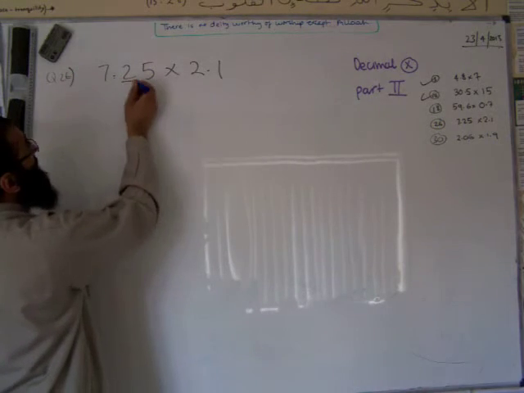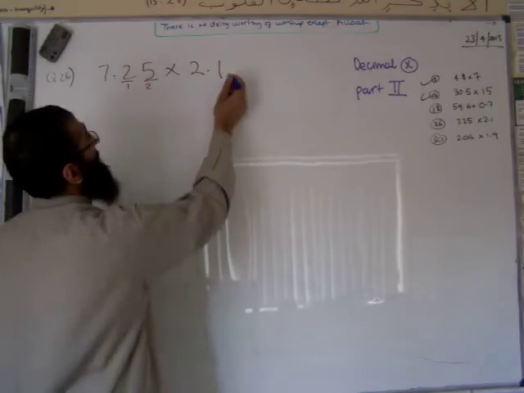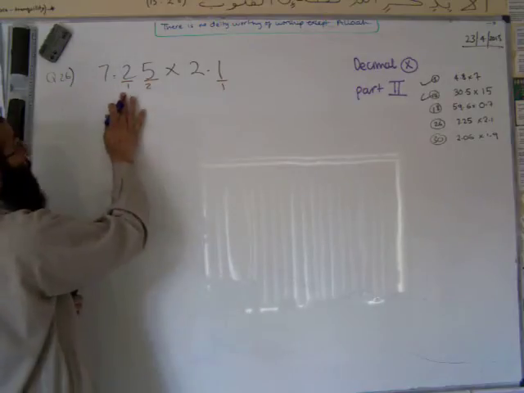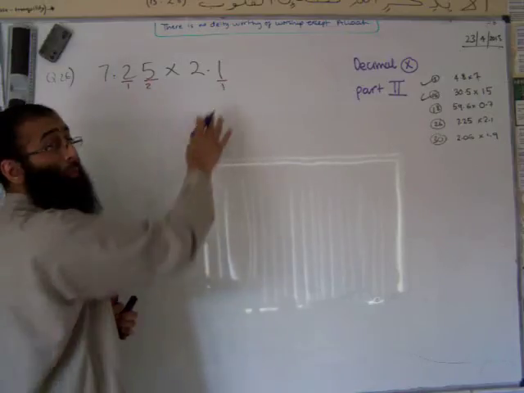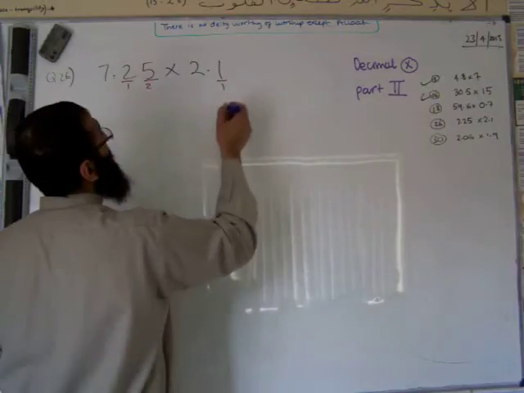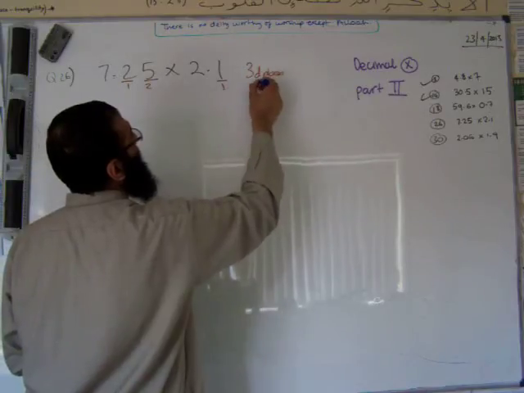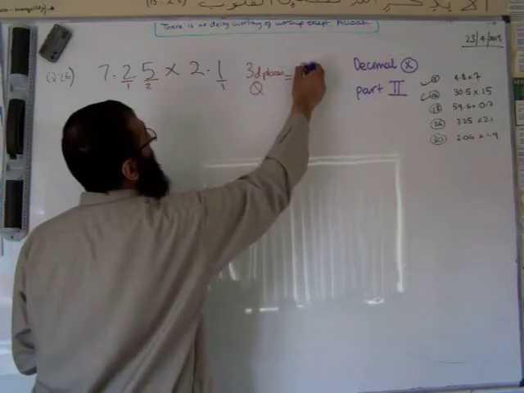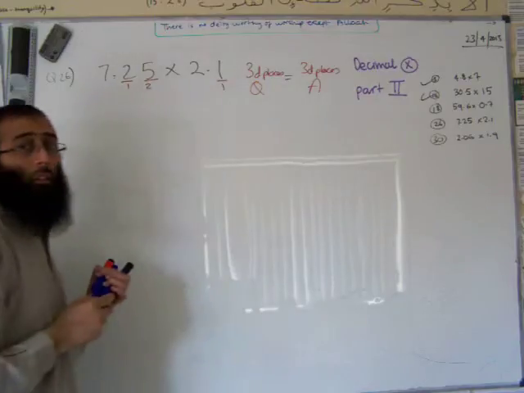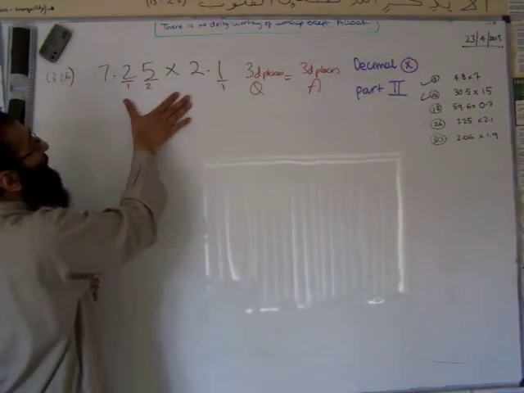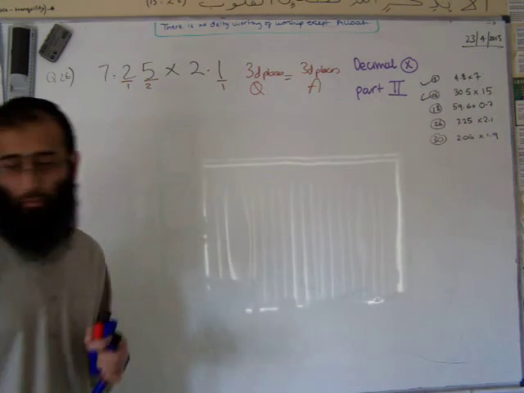Decimal point, first, second. We have two decimal places. Decimal point, another decimal place. So altogether we have two decimal places in this number and one in this number, which will give us a total of 3. So our statement is 3 decimal places in the question is equal to 3 decimal places in the answer. Okay, so we've got a question, we've counted, we've made a statement, now we're ready to do the answer.